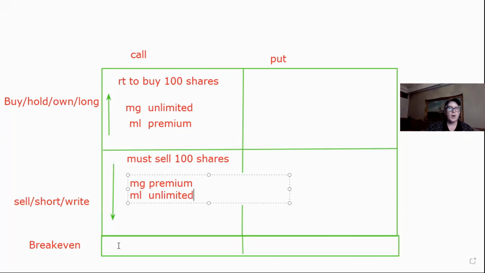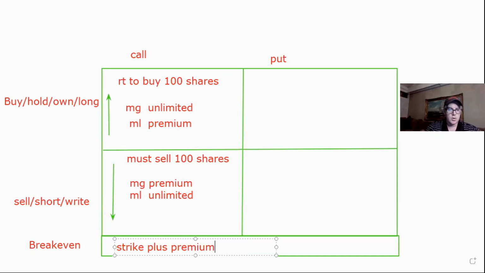Okay. Now, always remember, break even on a call is, when it's by itself, strike plus premium. It doesn't matter if you're long or buy or sell. That's just the way it is. Remember, this is only for when it's by itself. This will just help keep you straight.